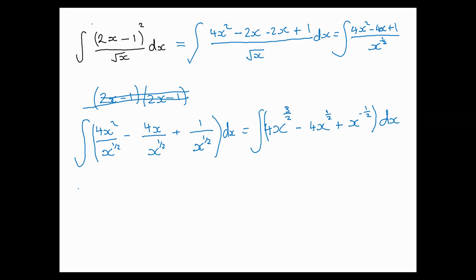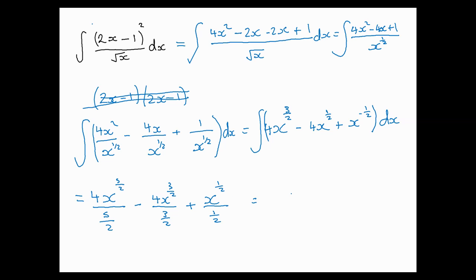Okay, now integrating each part, we have 4x, we increase the power by 1, so 3 over 2 plus 1 is 5 over 2, and that's all divided by 5 over 2, minus 4x to the power of, well, a half plus 1 is 3 over 2, all over 3 over 2, and then plus x to the power of, well, minus a half plus 1 is a half over a half.